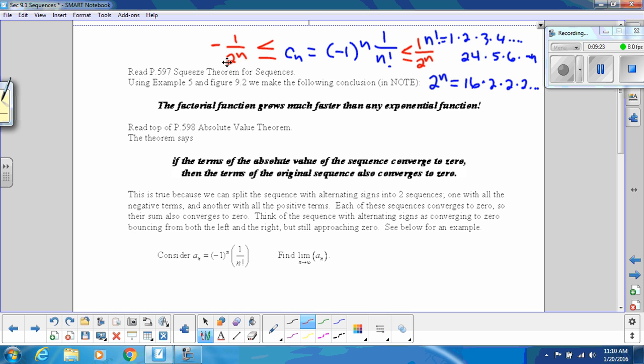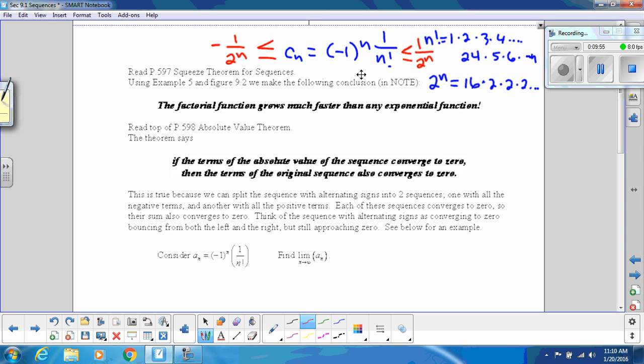Both of these, the red ones, when we take the limit, they will be equal to 0. So then I know that this middle one will also be equal to 0. That's what example 5 is trying to tell us. But it's a great realization for you to see that n factorial grows a lot faster than any exponential, whether that's 2 to the n or 3 to the n and so on. So keep that in mind as you're doing other sequences involving factorials and exponentials.